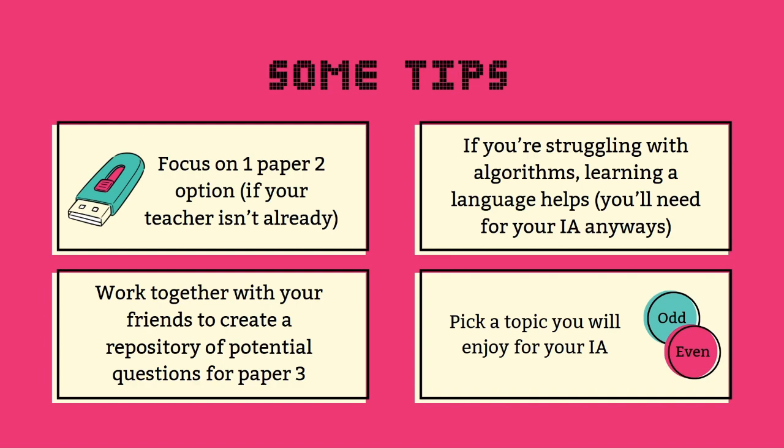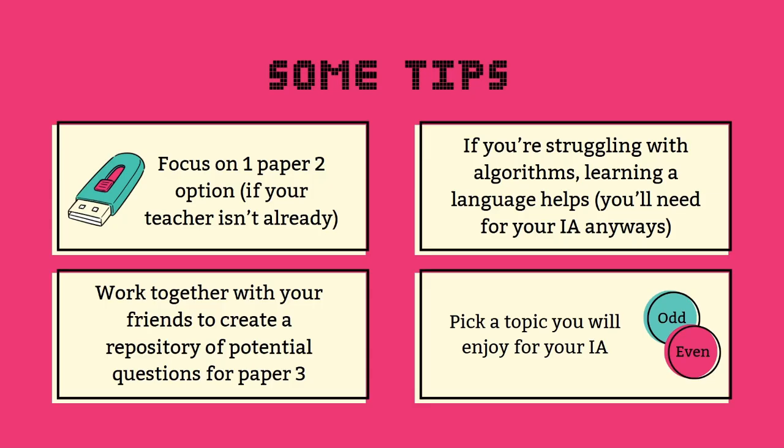So finally, let's just move on to some tips. So first of all, you want to just focus on one option for paper two. There are four options, and perhaps if you're interested in all of them, you can look into them. But ideally, you'll just study one and be really good at that one option so you can ace your paper two. Next, if you're struggling with algorithms in paper one, because you do need to learn pseudocode, you should learn an actual language. It really helps, and what you apply in pseudocode will be much more trivial for you because regardless, you'll need to learn a programming language for your IA anyways.